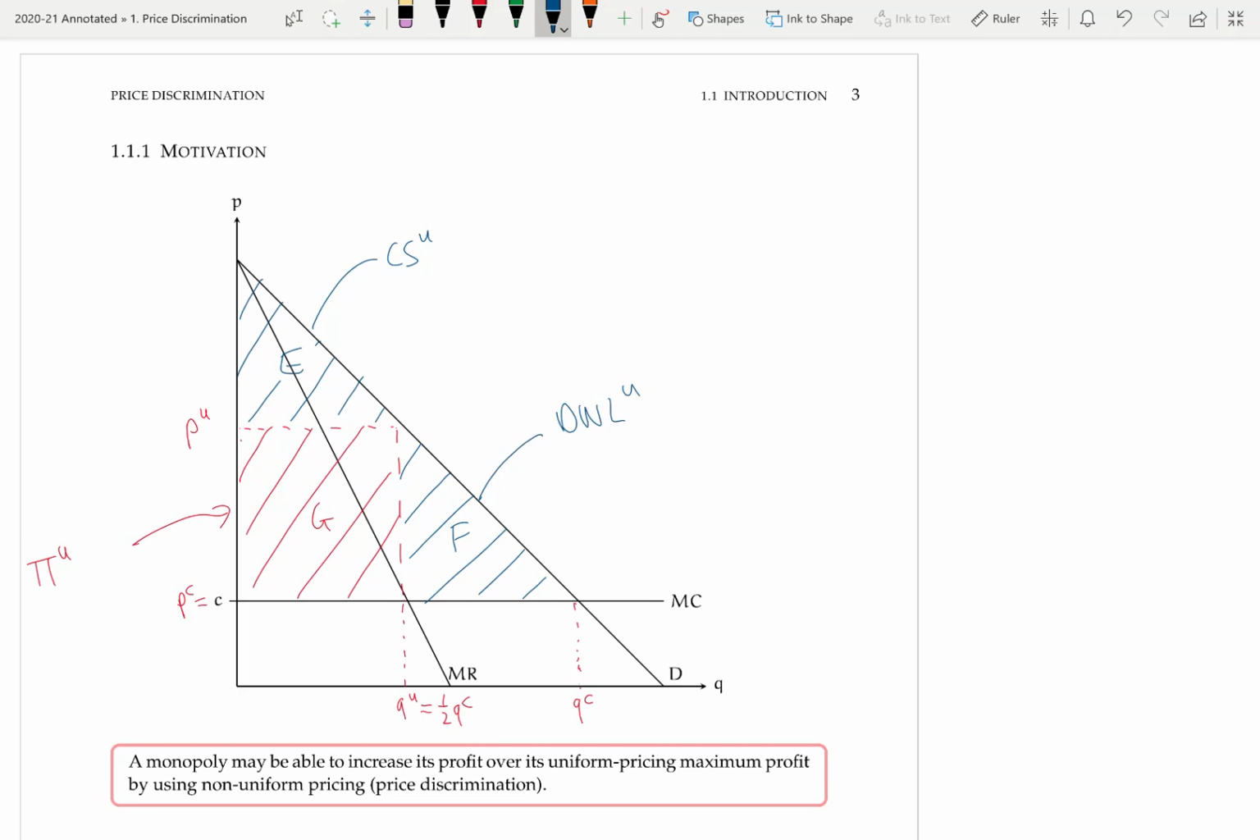So why are we interested in these areas? Well, area E, let's look at that first. Area E is potential profit for the monopoly. So we notice these units from 0 up to QU. What are consumers willing to pay for each of these units? Well, the demand curve tells us the maximum they're willing to pay for each of these units. And you can see that the amount they're willing to pay for these units is actually more than what they're actually paying, PU. Because the consumers are getting some consumer surplus, they're paying less than they're willing to pay. So E is potential profit.